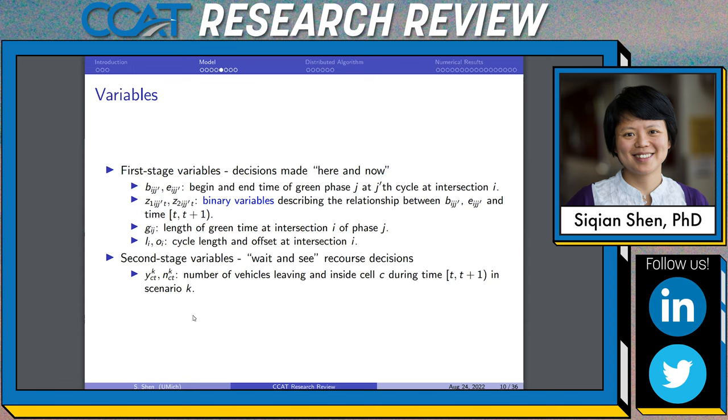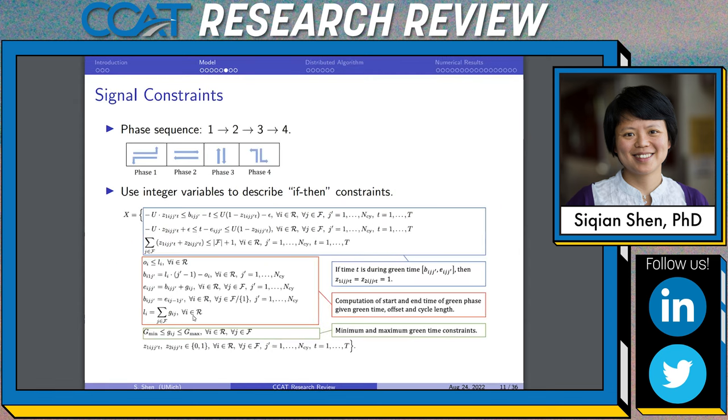So this is the general way of modeling a problem, but as you can see, just for a simple demonstration, I only consider four different phases, and the sequence of the phases is 1 to 2, 2 to 3, 3 to 4.